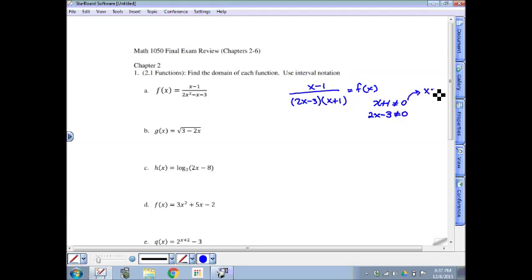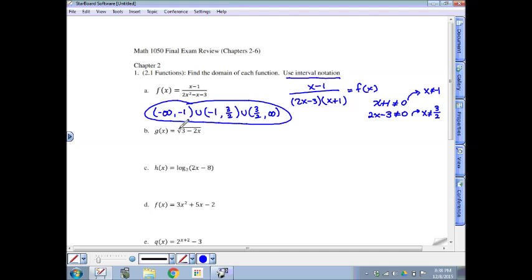For this one, x cannot equal negative 1, and for this one here, x cannot equal positive 3/2. So those are the excluded values. x can equal anything except negative 1 and 3/2. It says specifically to use interval notation. So the domain would be negative infinity to negative 1, negative 1 to 3/2, 3/2 to infinity.